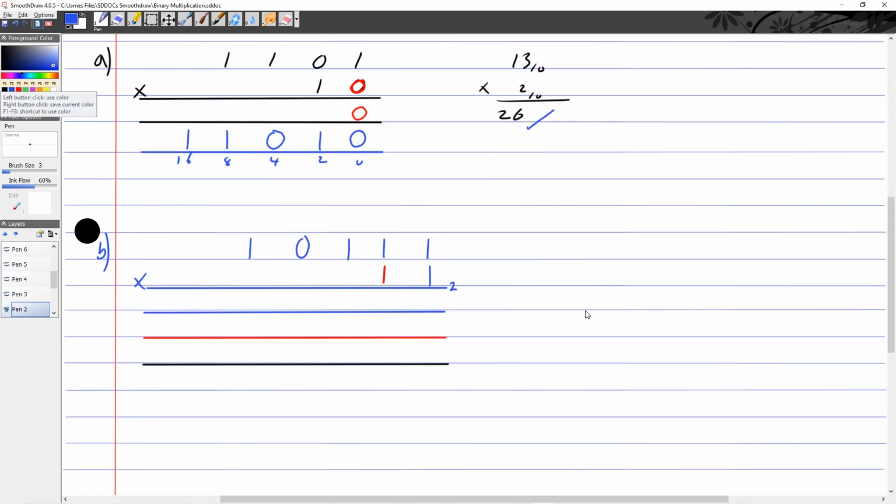So in example B, we have 10111 times 11, and I'll split it up as usual into the units and the 2's. In base 10 we would be doing the units multiplication, then the 10's multiplication. We put the answers in separate boxes, and then the bottom one is where we add our different answers together. So really straightforward. 1 times the number is just going to be the same number. 1 times 1, 1 times 1, 1 times that 1, 1 times that 0, and 1 times that 1.